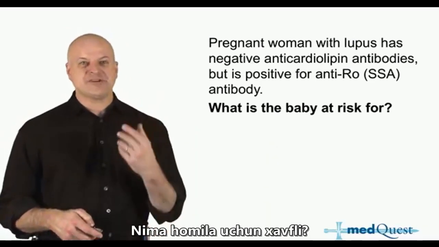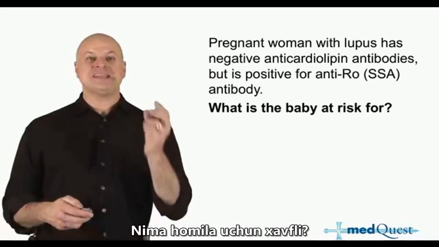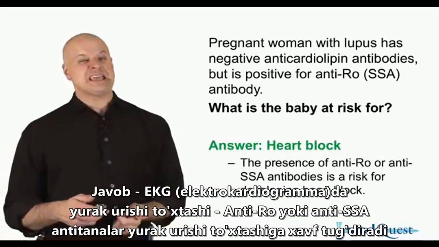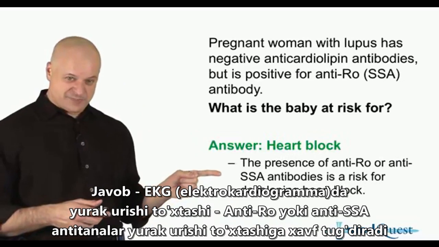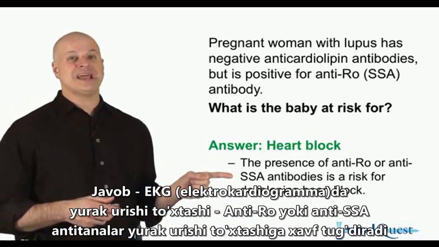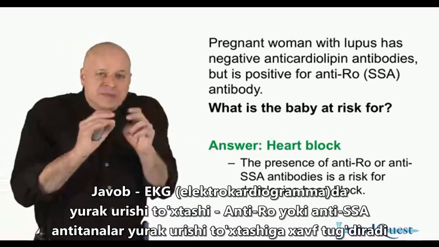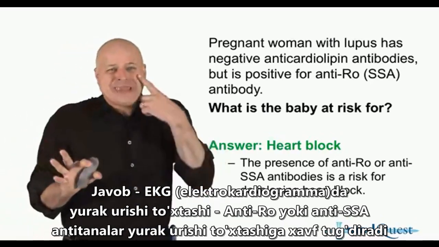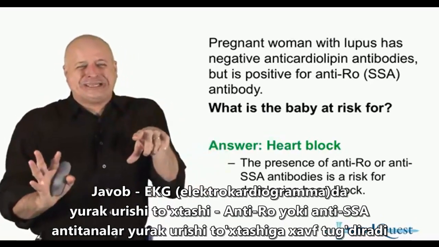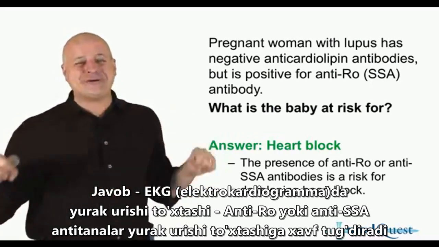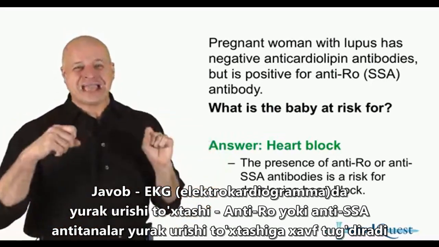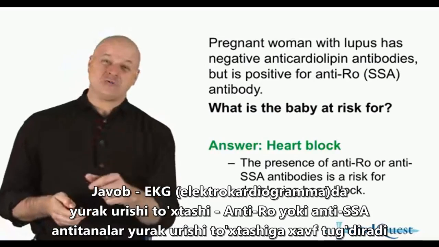Ro, what's the baby at risk for? Ro tells you that this baby needs to get a baby EKG. You need to get a baby EKG, because Ro or SSA tells you that you're going to have little baby heart block and get a little baby EKG, maybe need a little baby pacemaker. Row your baby gently down the block. So that's how you know. Ro baby.